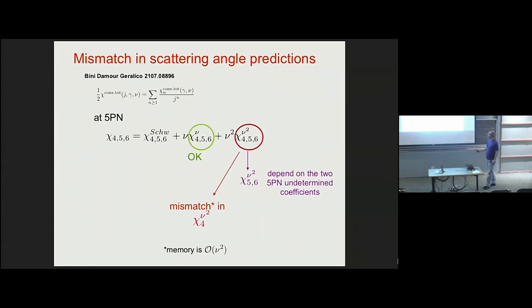This is another work that Bini, Damour and Geralico made. They looked at the scattering angle. The dynamics we have computed has been computed for the bound problem, but once you have a Hamiltonian, you can apply it to anything. So you apply it to the scattering problem, and you can expand the scattering angle in inverse powers of the angular momentum, or the impact parameter if you want. Then each of these objects you can expand in terms of the symmetric mass ratio, nu, which has nice analyticity properties, which I'm not investigating further here.